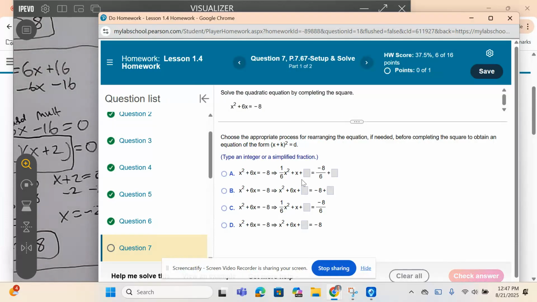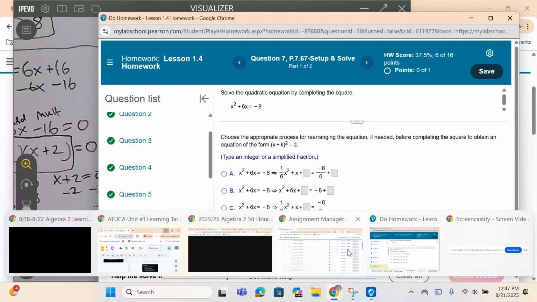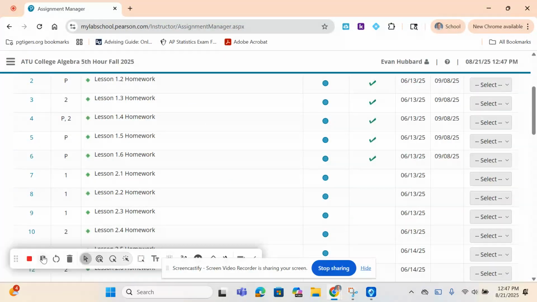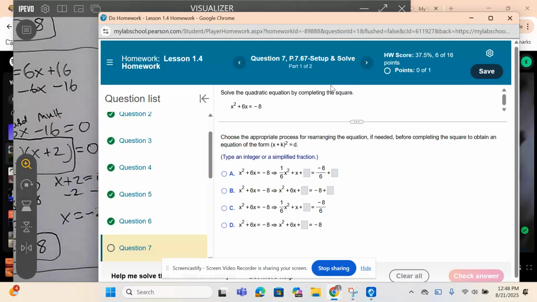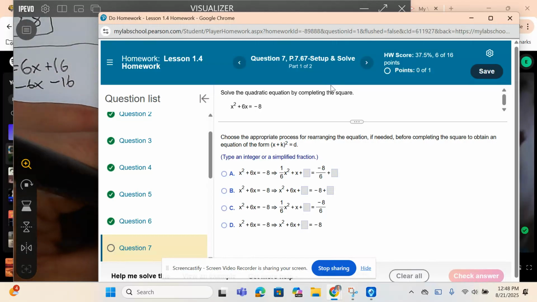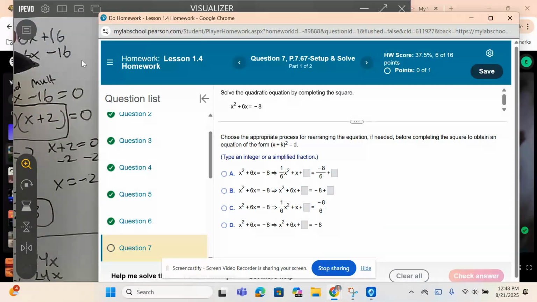Okay. Ready? Okay. 7's a little bit more painful here. They want you to do completing the square, so we'll walk through this here. Okay. I'll pause it a few times if I need to.